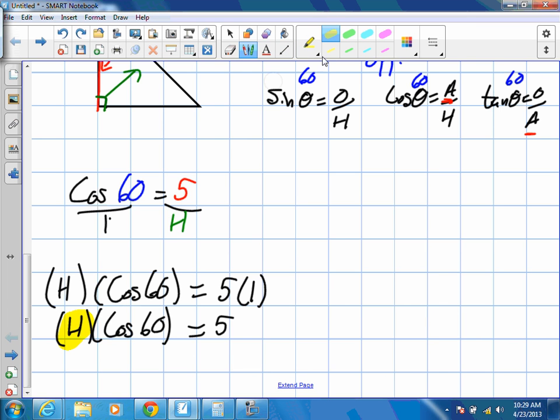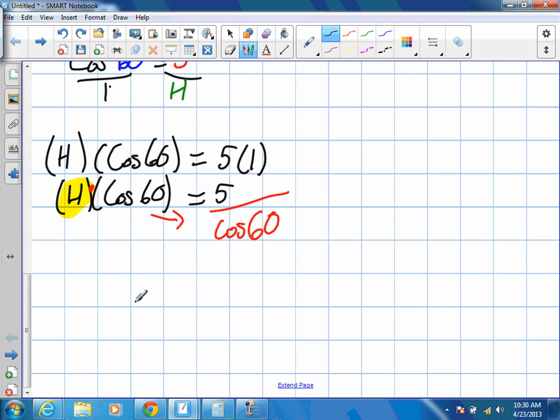So what's the next thing I need to move? Cos 60. Now, some of you might just decide to evaluate that in a calculator, and it'll give you a large decimal, but we can move it in this form if we want. If we move it to the other side, what do we have to do? Not negative. Divide, because technically this is multiplied by. So it now becomes 5 divided by cos 60. So h, being our hypotenuse, is equal to 5 divided by cos 60.